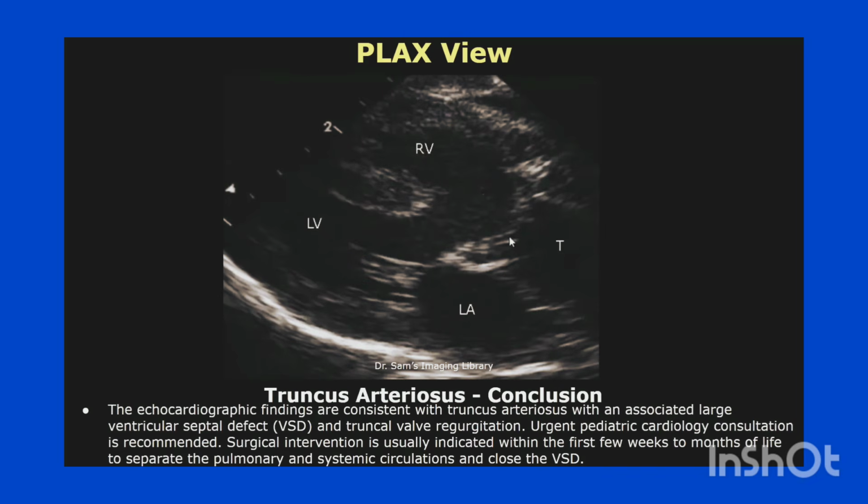Here is the conclusion. The echocardiographic findings are consistent with truncus arteriosus with an associated large ventricular septal defect and truncal valve regurgitation. Urgent pediatric cardiology consultation is recommended. Surgical intervention is usually indicated within the first few weeks to months of life to separate the pulmonary and systemic circulations and close the VSD.